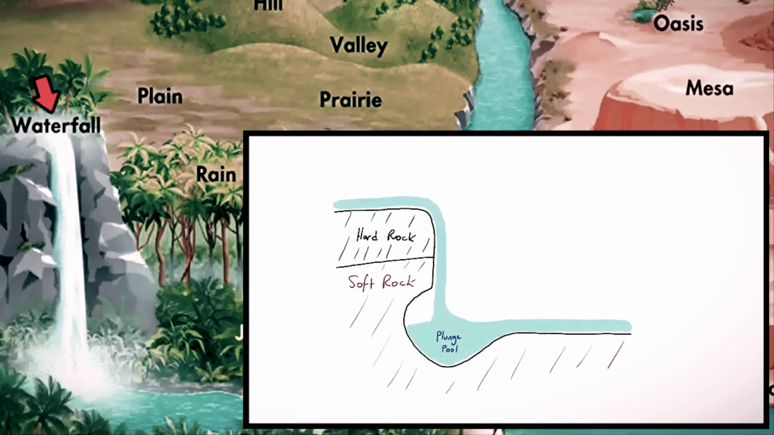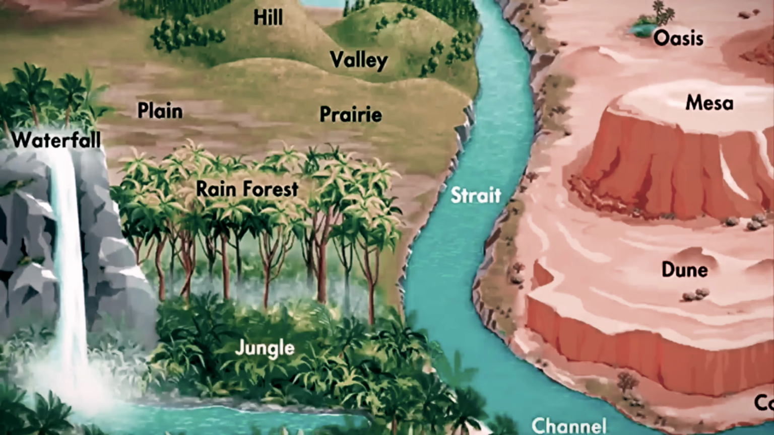At the bottom, you will notice that a plunge pool is formed. Further, it begins to undercut the soft rock layer. As the undercutting continues, eventually the overhanging hard rock becomes unstable and collapses. As a result, the waterfall slowly retreats backwards to the remaining lip of the hard rock layer.